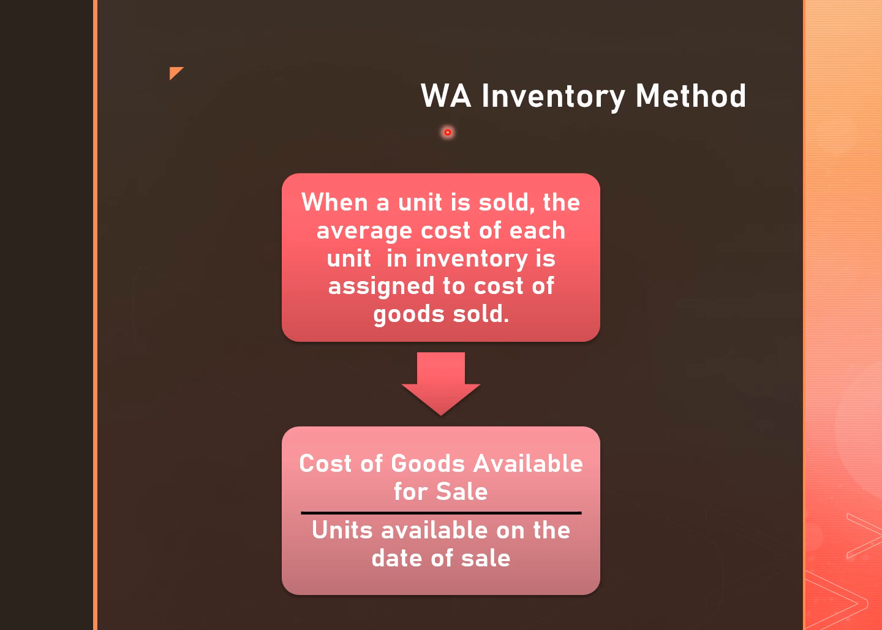Then the last one, this is the easiest one lah, I rasa. Weighted average. Bila a unit is sold, the average cost of each unit in inventory is assigned to the cost of goods sold. So macam mana nak kira you punya per unit inventory cost? You akan ambil cost of goods available for sale in total, bagi je dengan units yang available for sale. So dapatlah inventory cost per unit. Okay, dia tak guna FIFO, dia tak guna LIFO, but it use weighted average.